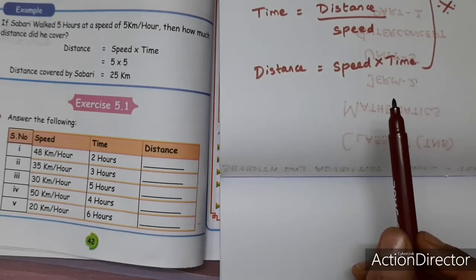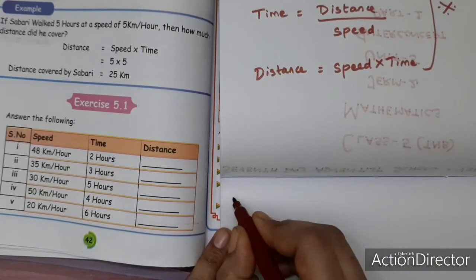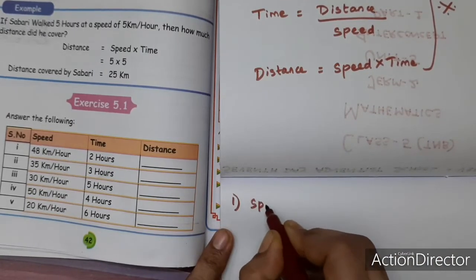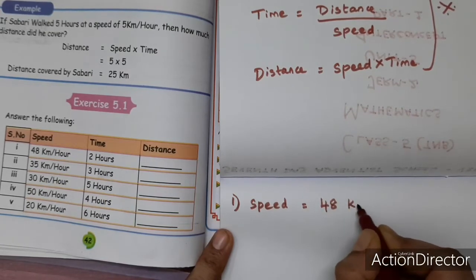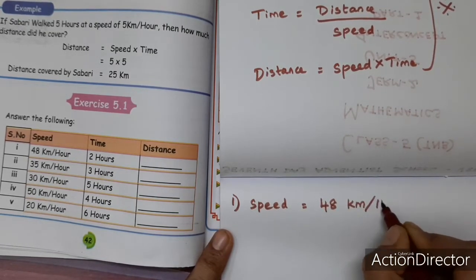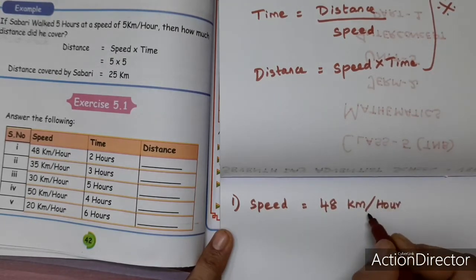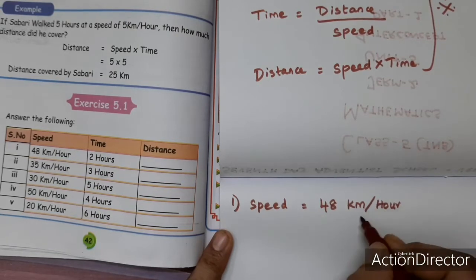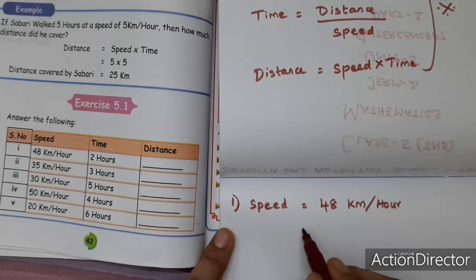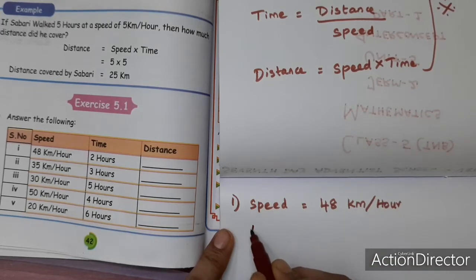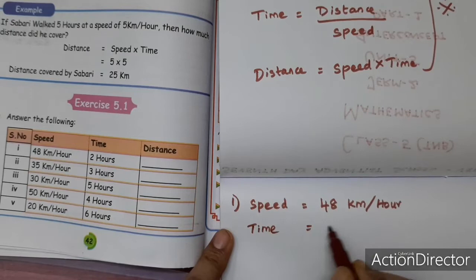Okay, so now we are going to do. So first sum, what is the value for speed? Speed equal to first sum 48 kilometer per hour. So what you will do with this slash they have put? Kilometer per hour. So 48 kilometer per hour. So for 1 hour, 48 kilometers is the speed. Okay, then time equal to 2 hours.